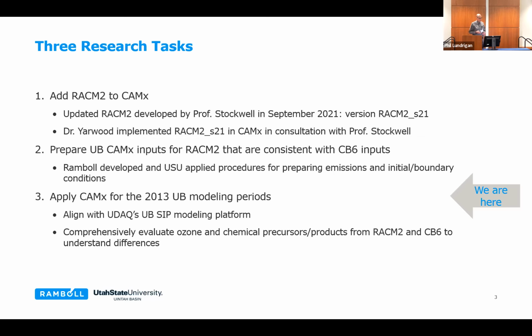And then the third thing is do the modeling and make the comparisons. And that's where we are at the moment. We just have some model results that I can show you today. They're very fresh. We think they're right, but just bear in mind they're very fresh results when I show them to you.